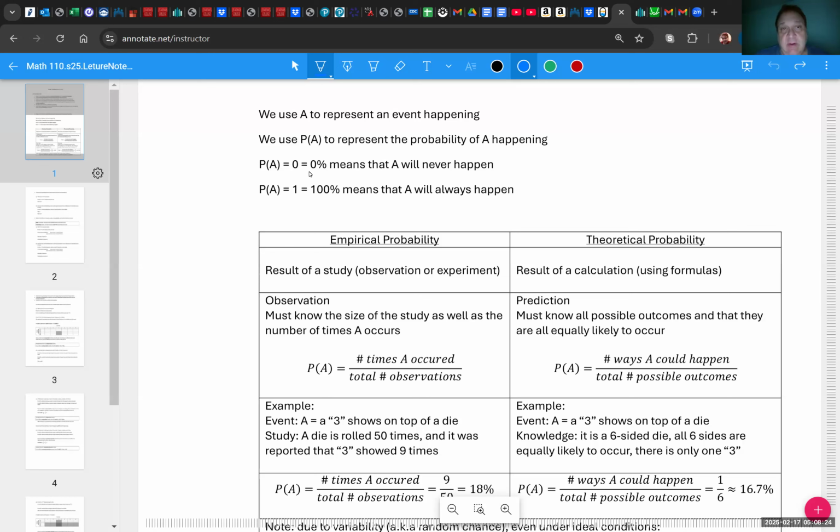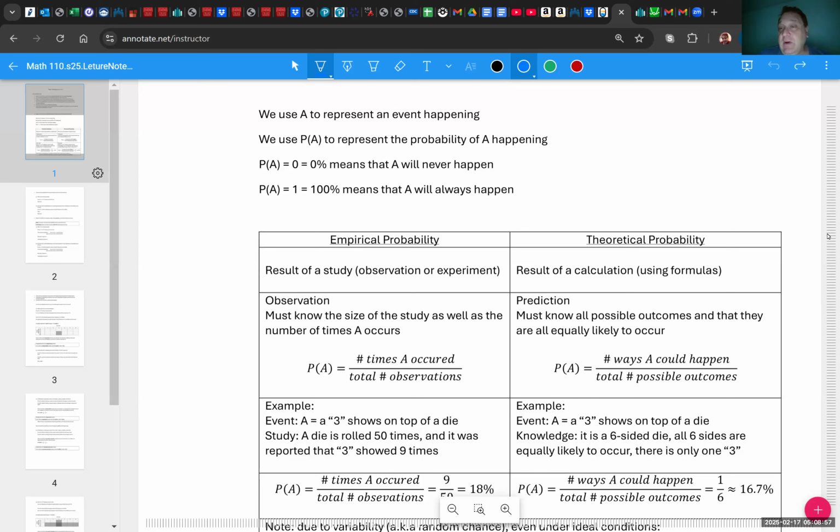It's impossible to occur. And when we say the probability of event A happening is one, which as a number is the same as 100%, that means A will always happen. No matter what, it's assured that A will happen. So we have never to always, 0 to 1. Certainly a probability can't be less often than never, and can't be more often than always. So probabilities are between 0 and 1, between 0% and 100%.